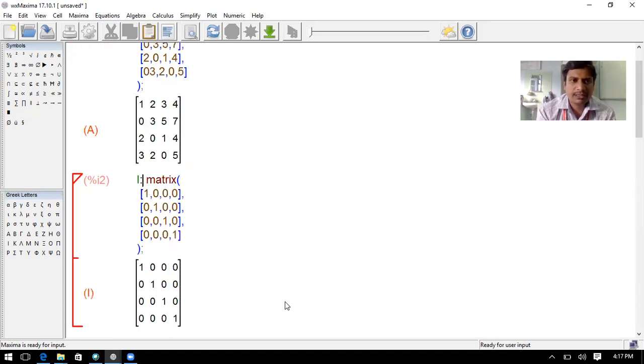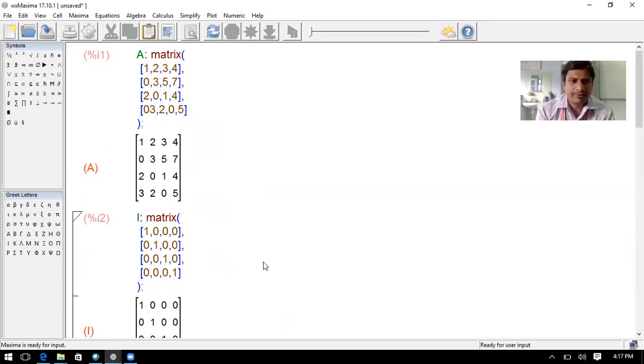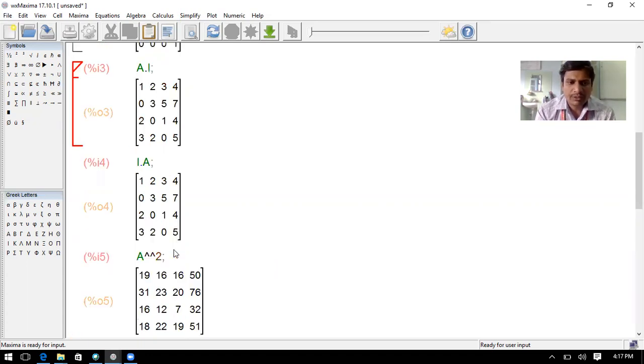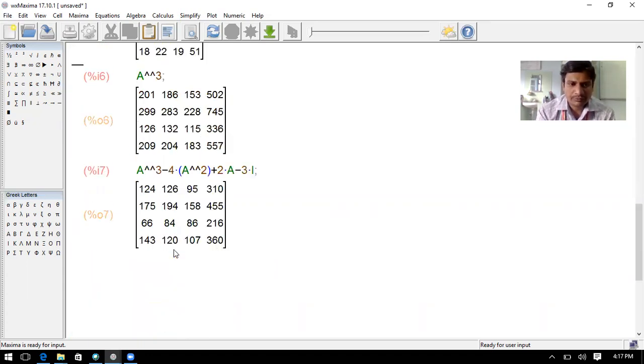Once again, I explain this one. This is the A matrix. Then we take the second matrix, that is the I matrix, the identity matrix. Next we operate the A square value, then the A cube value. Then finally this equation, A cube minus 4A square plus 2A minus 3I. Okay, this is the second example.